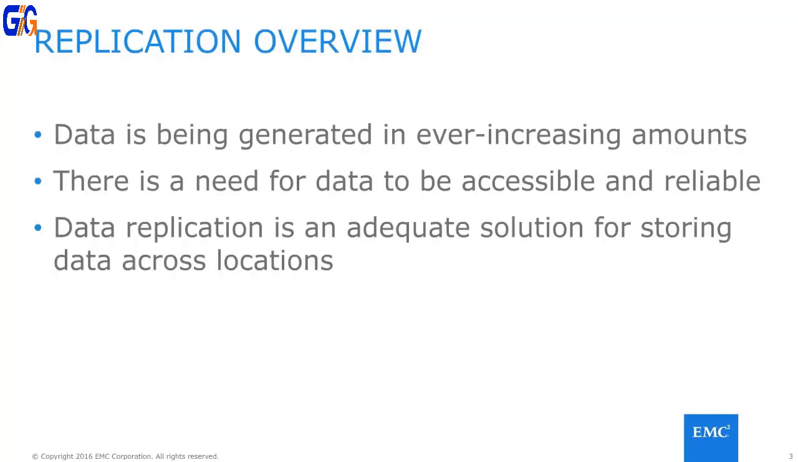As technology progresses, companies are generating increasing amounts of data and require that data to be easily accessible and highly reliable. Storage and IT administrators are also challenged with keeping the data available in the face of natural disasters, power loss, and network failures. Losing access to a LUN or file system is simply not an option. To this end, data replication is an adequate solution for storing concurrent data across locations. For example, a disaster recovery site can be set up a distance away from the production data center so disaster scenarios can be survived by the recovery site.